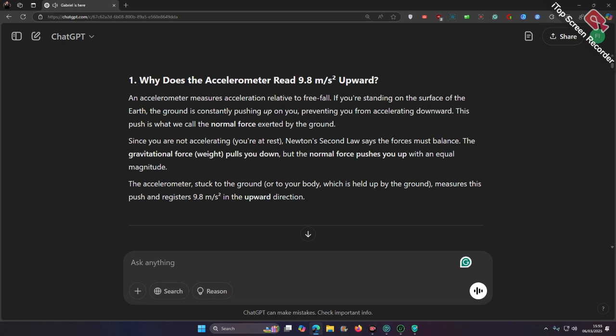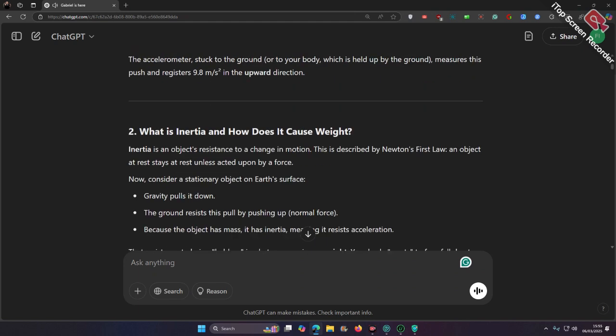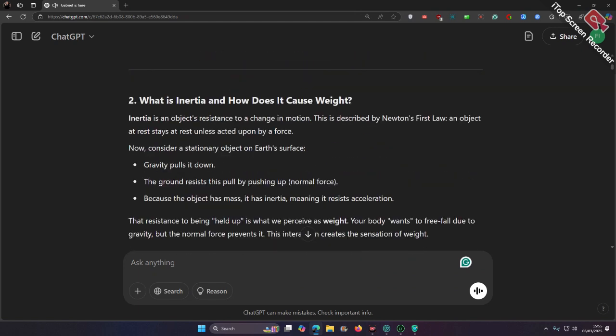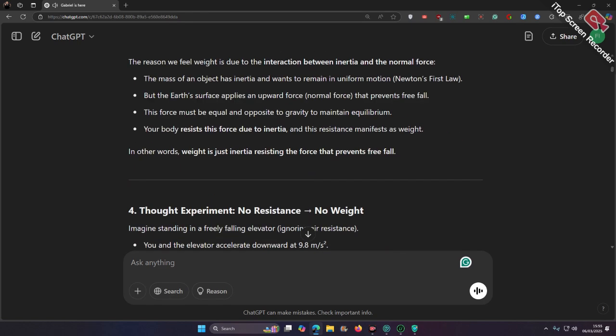2. What is inertia and how does it cause weight? Inertia is an object's resistance to a change in motion. This is described by Newton's first law: an object at rest stays at rest unless acted upon by a force. Now, consider a stationary object on Earth's surface. Gravity pulls it down. The ground resists this pull by pushing up, the normal force. Because the object has mass, it has inertia.